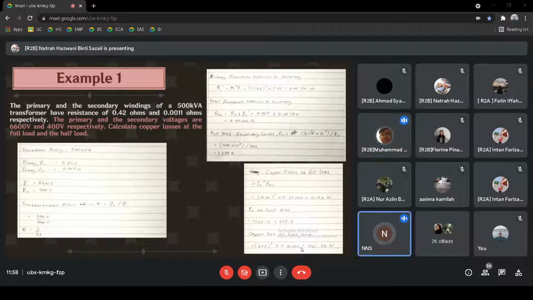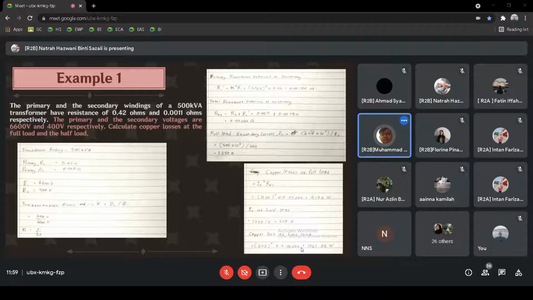Awak pun pakai For loss lah. Tak, ni kan makin jauh suaranya. Tadi salah tu. Apa yang tadi salah? Saya pun tak tahu apa yang awak salah.